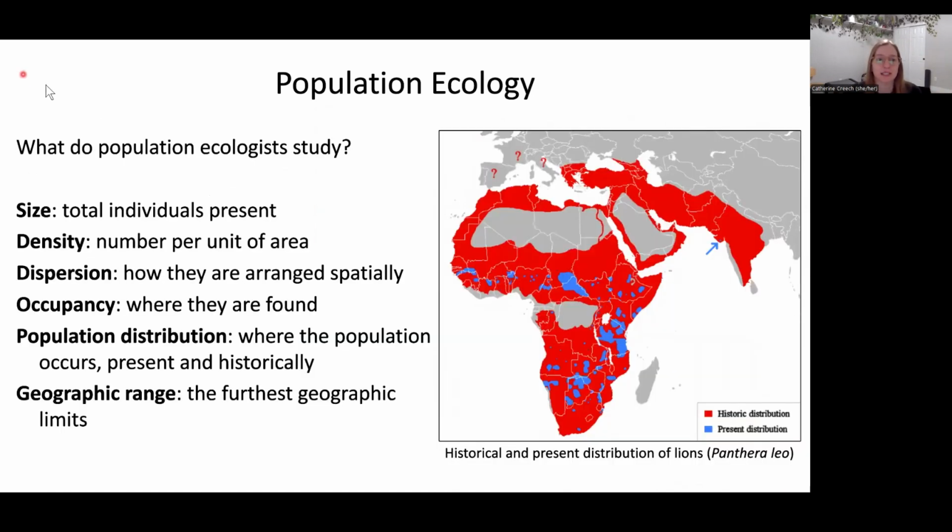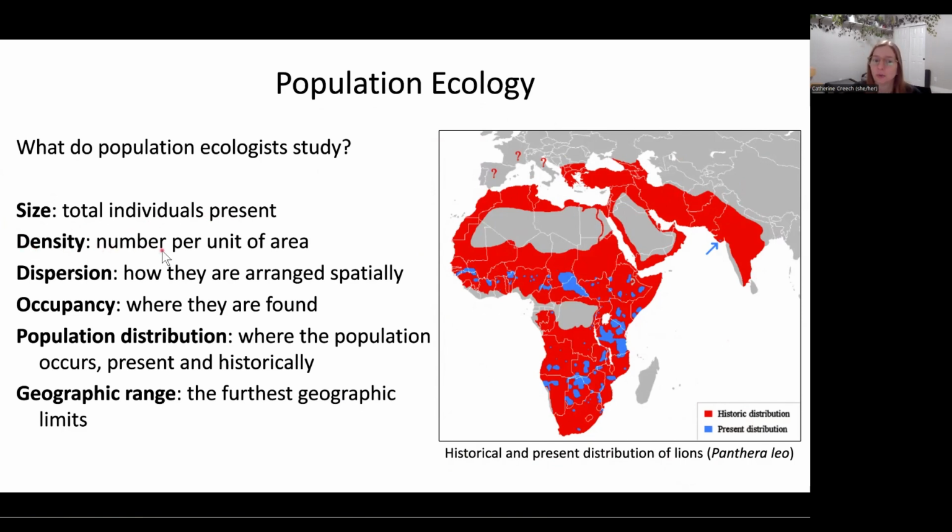Here's a little bit more detail about what population ecologists study. For size, you're looking for the total number of individuals present. So it's the number of wolves, or in this example, I have a map of several continents. We have a lot of red area, and we have some areas of blue. And this is the historical distribution in red and the present distribution in blue of lions. So if we are looking at lions, we want to know the total number of lions, but then we want to figure out the density.